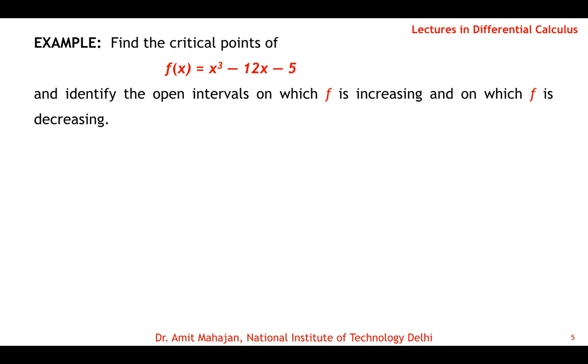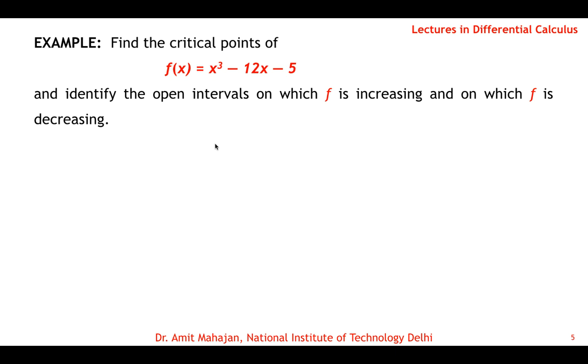Say, for example, find the critical points of the function x cube minus 12x minus 5, and identify the open intervals on which the function is increasing and on which the function is decreasing. So first we note that the right hand side is a cubic polynomial, and the domain of this is complete R. So the domain is R.